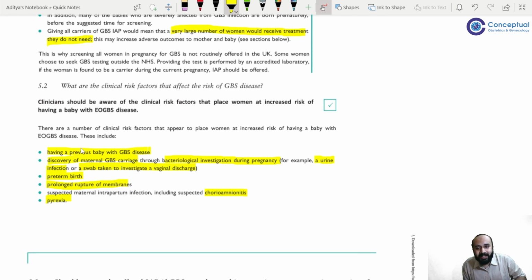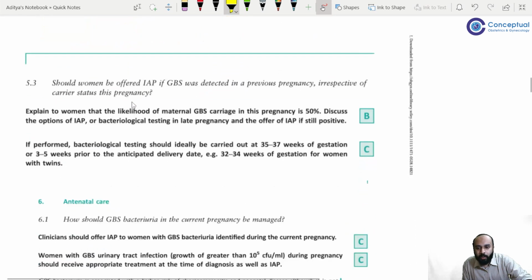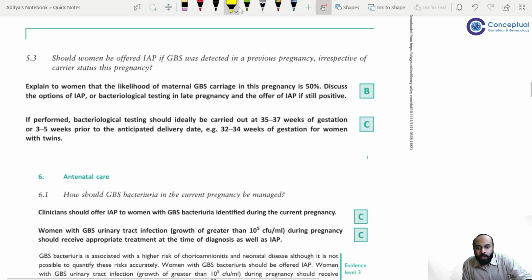So all these are the risk factors. These are the clinical risk factors that appear to place women at an increased risk of having a baby with early onset Group B Streptococcus. So these are all those women who need to be kept under strict monitoring. So now, should a female be offered IAP, which is, by the way, intrapartum. Okay, so now a point.